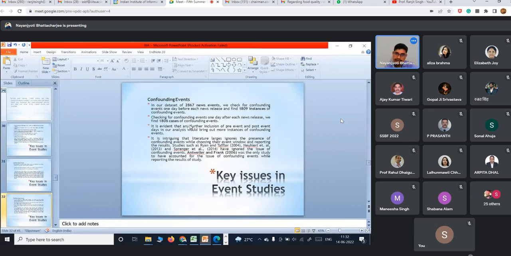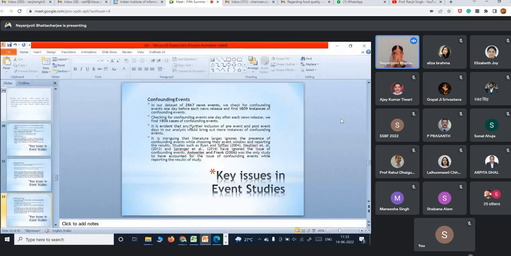We saw that there were 1,809 instances of confounding events. Now, this is a very important implication when we choose the event window for our study. Continuing this discussion, checking for confounding events one day after each news release, we find 1,806 cases of confounding events. So it is evident that any further inclusion of pre-event and post-event days in our analysis would bring more instances of confounding events.